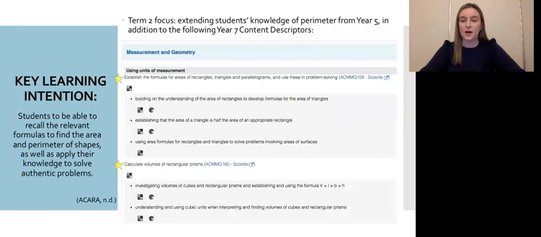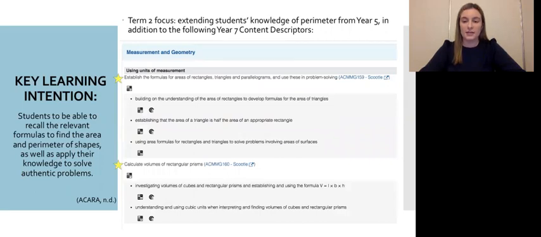The unit for the term was on measurement and geometry, in particular, using units of measurement. The focus was on extending students' knowledge of perimeter from Year 5, in addition to the following Year 7 content descriptors: establish the formula of areas of rectangles, triangles, and parallelograms, and use these in problem solving, and calculate volumes of rectangular prisms.